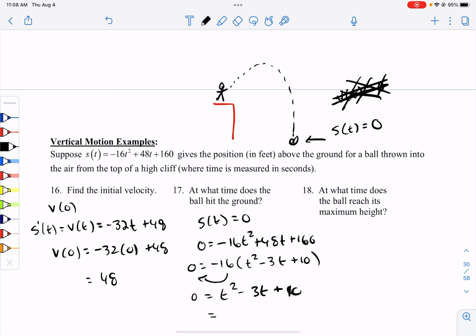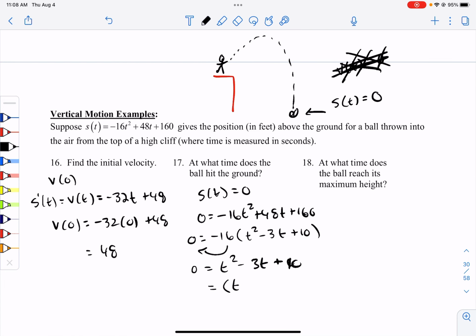And we're going to factor that to be t, what? That's going to be t minus 5. No, it's a minus. Okay, wait, that's not going to factor. I factored out a negative 16, so that's negative 10. There we go. That seems better. T minus 5 and t plus 2. Which means that at time 5 and at time negative 2, the ball is on the ground.